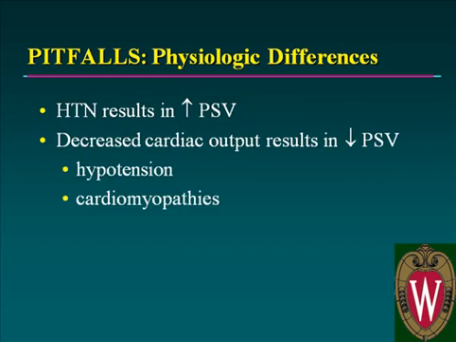Hypertension tends to result in higher peak systolic velocities. And again, if there is the presence of cardiomyopathies such that there is decreased cardiac output, in general that results in a decline in measured peak systolic velocities. This sort of decreased cardiac output is seen with cardiomyopathies and hypotension.